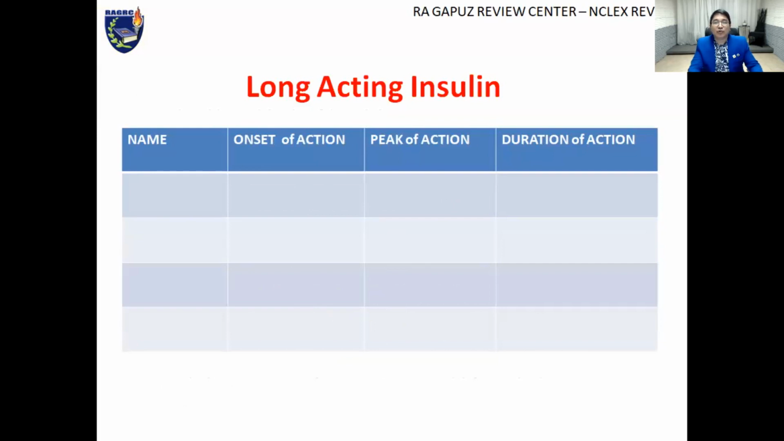Next, let's talk about your long-acting insulin. So you have your Glargine or Lantus. The onset of action is 2 to 4 hours. Now the peak of action, it's usually peakless.